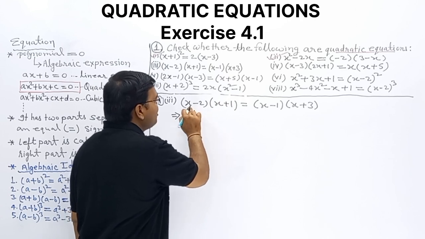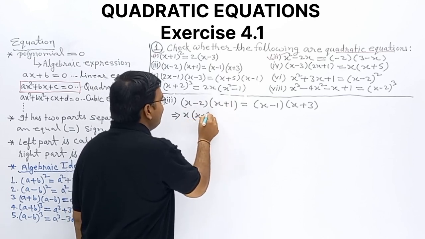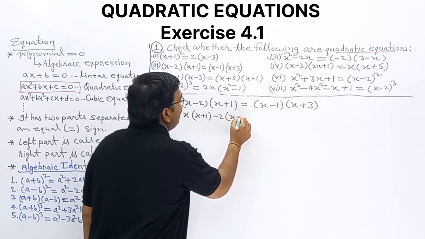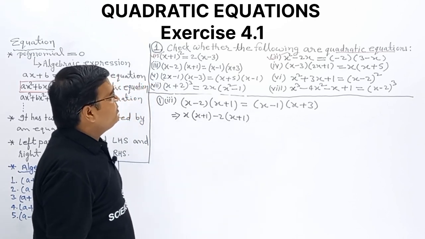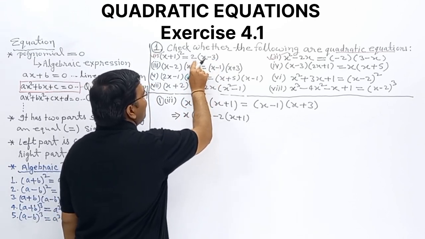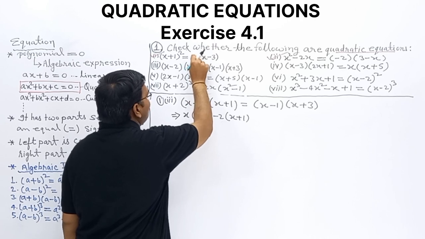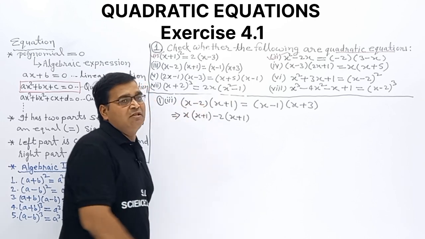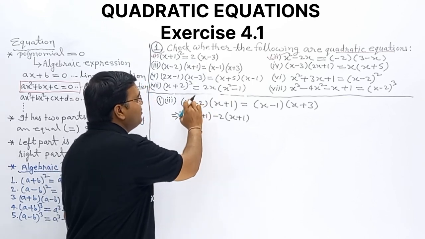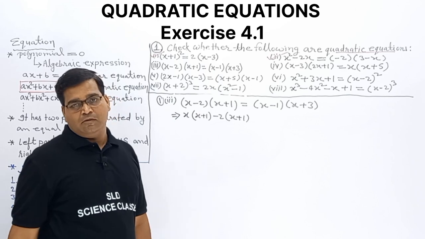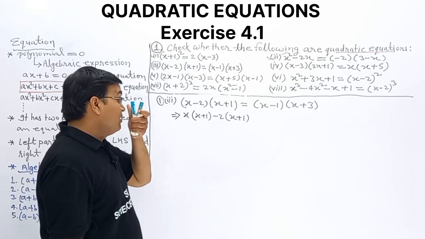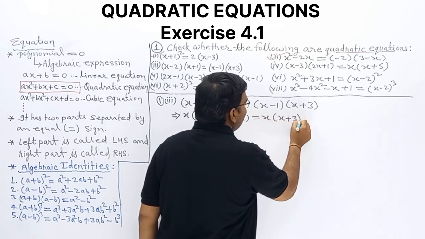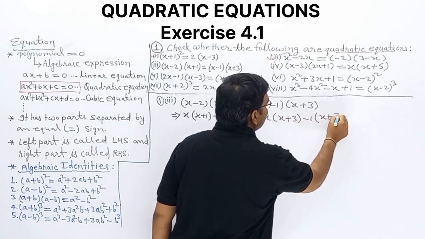This x will be multiplied by this one, x plus 1. Minus 2 will be multiplied by what? x plus 1. Clear? In the previous question it was like this. In this question we only have 2, so we multiply both like that. But here we have 2 terms in the bracket, so we will multiply each term to each one. Now we will apply the same process there: x into x plus 3 minus 1 into x plus 3.